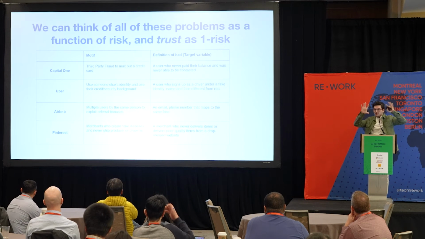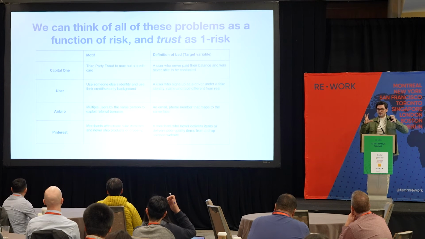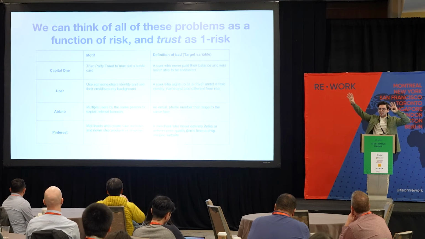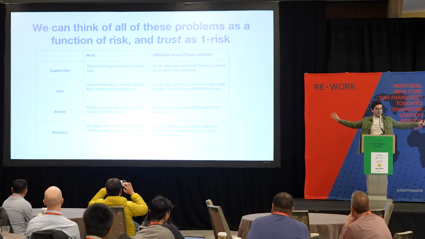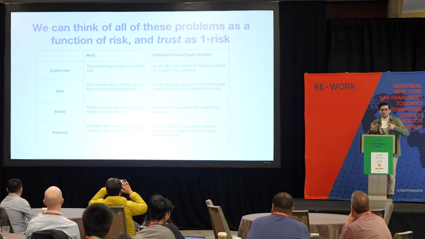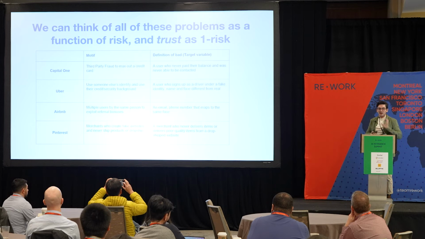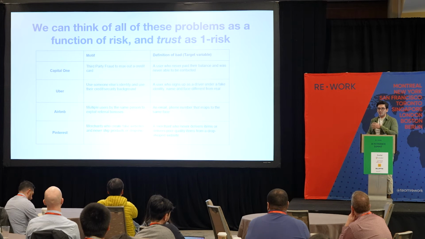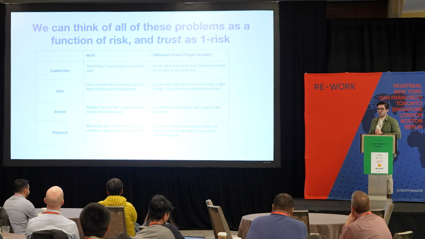So we're going to start structuring this a little bit more. We're going to bring all this stuff that is a little bit everywhere into the motive, which is: why do people do the bad behavior to begin with? And the definition of bad: what are we trying to solve for? What are we trying to detect? What are we trying to predict?